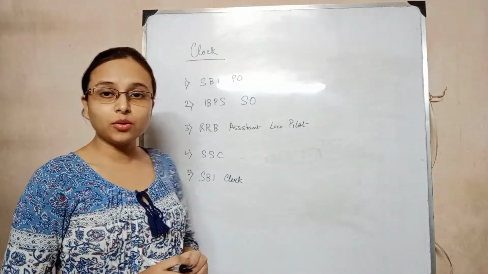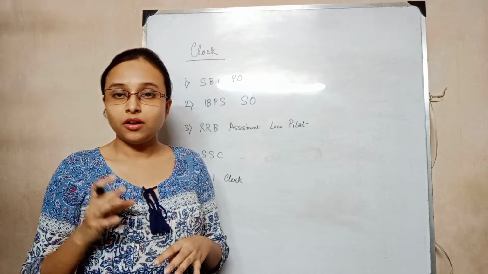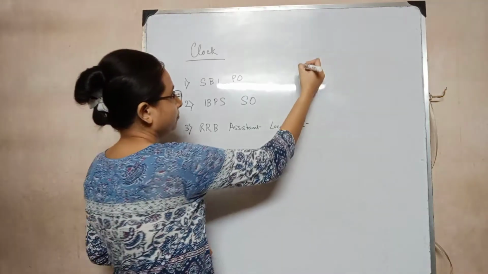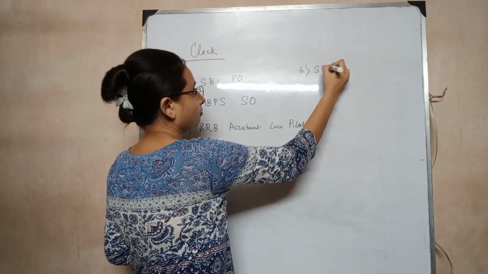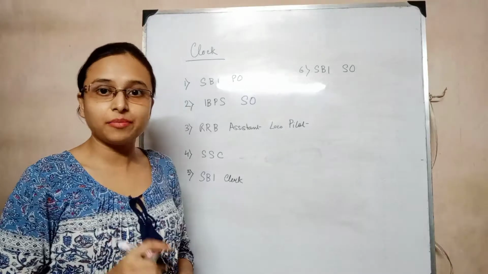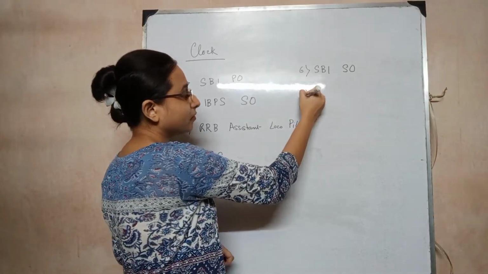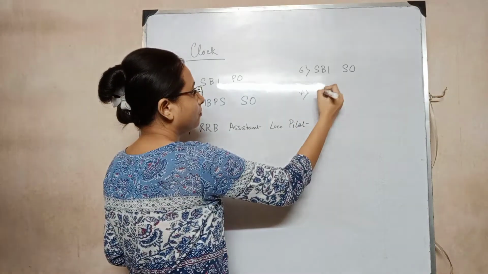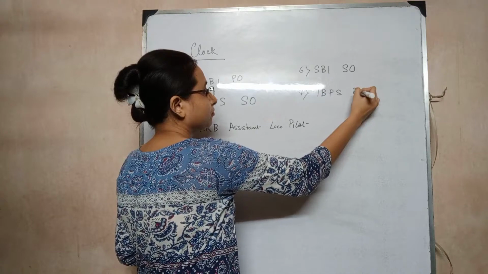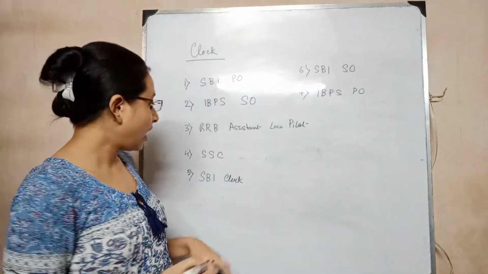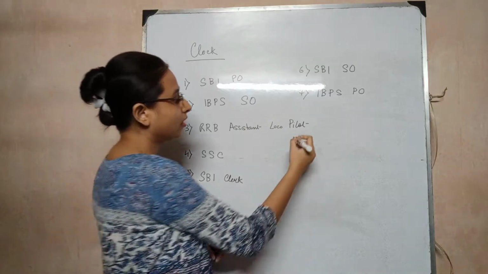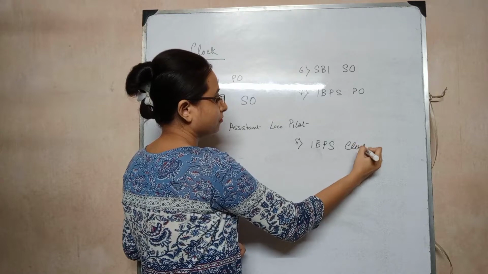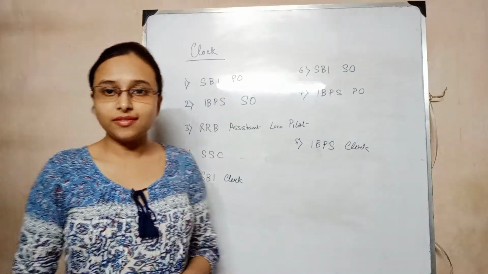So these are the ones conducting questions from the chapter of clock. Not only this, SBI SO is also there. The seventh exam conducting questions from clock is IBPS PO, that is probationary officer. I have already written SBI clerk. The next is IBPS clerk. Okay, now this is all done.